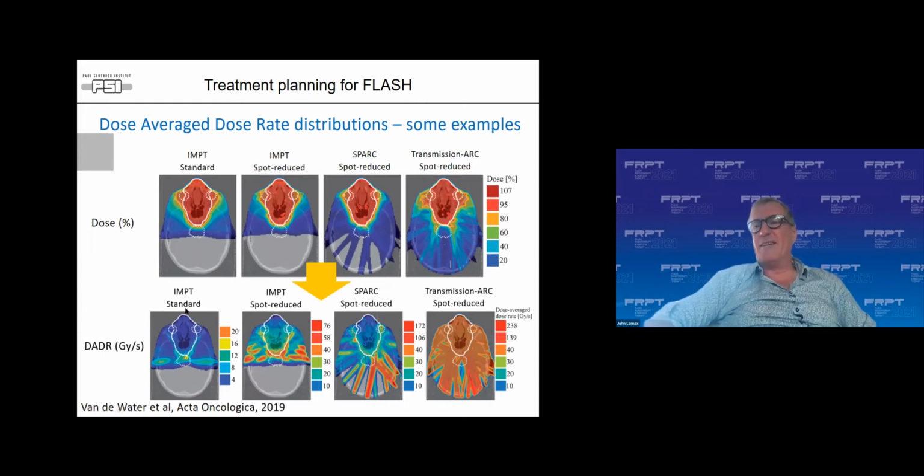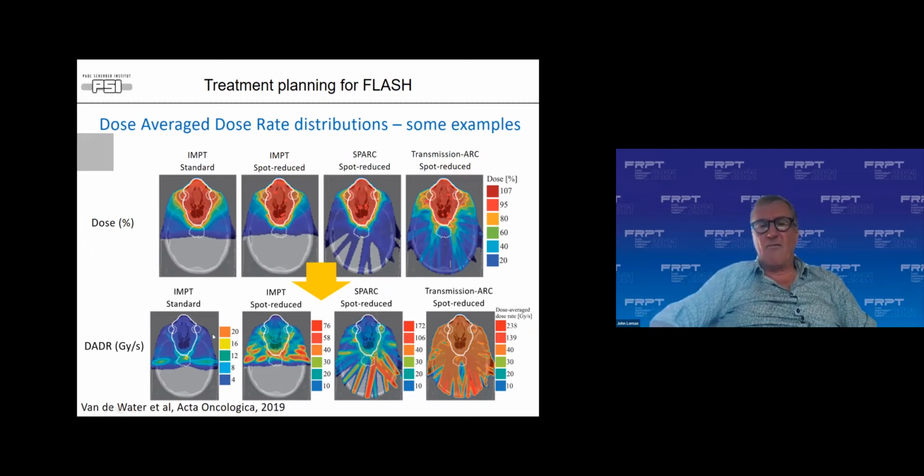So this is what we call standard IMPT. These are the dose rates we could achieve on our machine at the moment using conventional delivery and conventional planning. You'll see these 3 are what we call spot reduced, and as we go from 4-field pencil beam scanning, IMPT, through to the SPARC, and then particularly for the transmission, you can see with the transmission, we really achieve quite high dose average dose rates. And you can see we're up here in most areas above this 40 gray per second, which was the figure quoted in the paper by Favaudon. So this transmission looks an interesting technique.